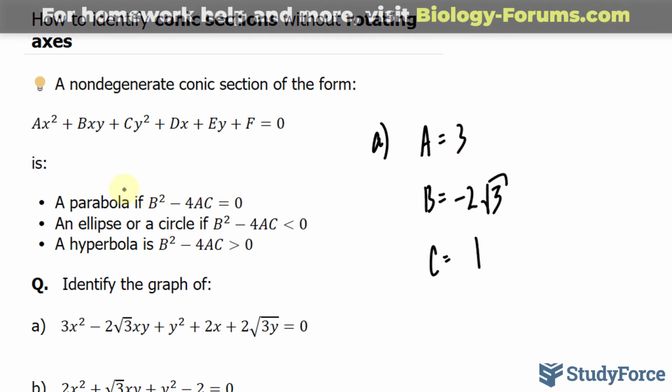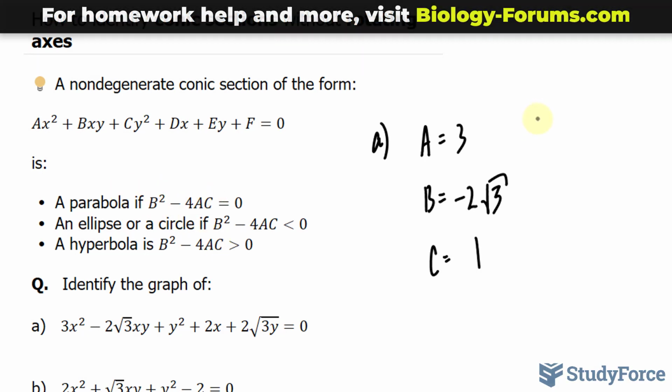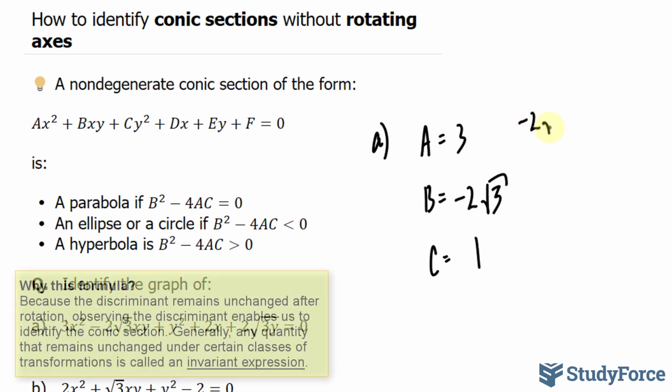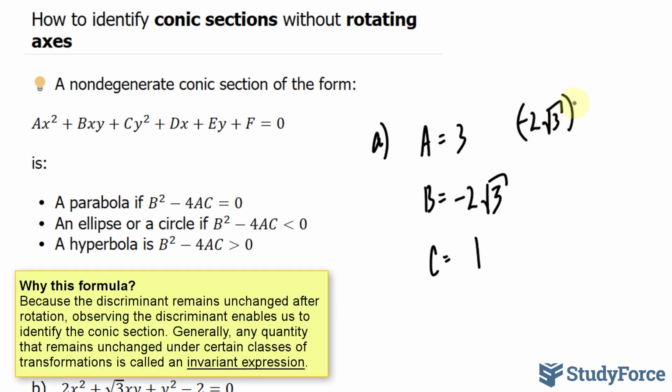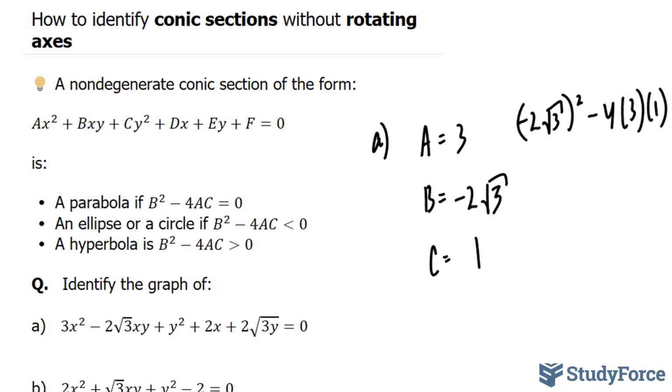And if you're familiar with the quadratic formula, this part is called the discriminant. So let's substitute that into the discriminant. We have negative 2 times the square root of 3 raised to the power of 2 minus 4 AC, 3 times 1. Now let's go ahead and find out what this is equal to using our calculator.